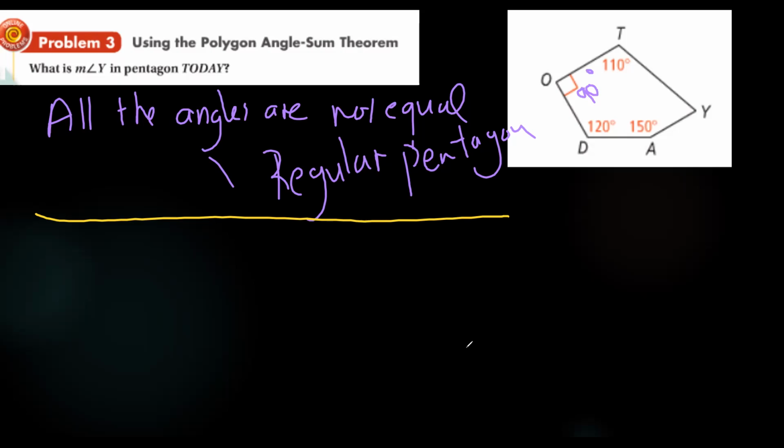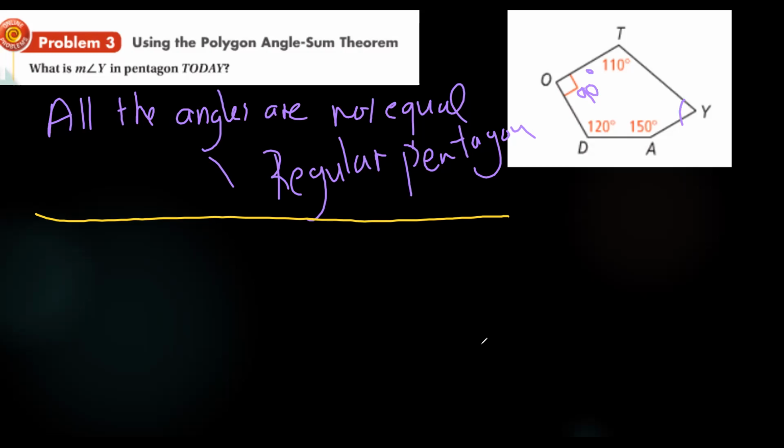So what did I need, Anna? I need to find the measure of the angle Y. Here we have a pentagon TODAY, and all the angles are known except Y. I need to find Y. How can we find Y here? Shall I use the measure of each angle? No. The measure of each angle, if it is regular. So what did I need? I need to find the measure of angle Y.